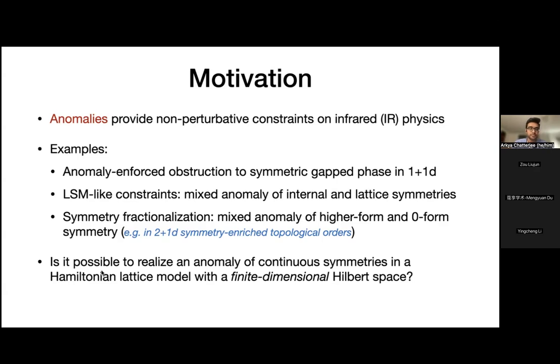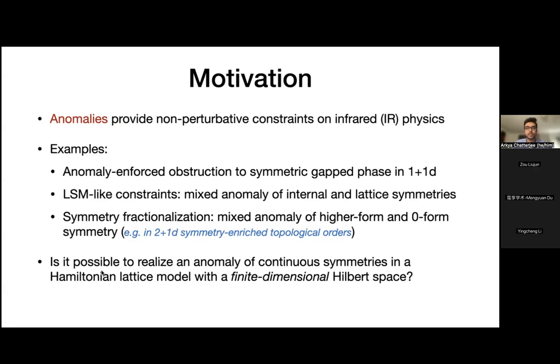And the reason to ask this question is typically when you look at anomalies in the condensed matter context, most of the lattice realizations are of anomalies of finite symmetries.